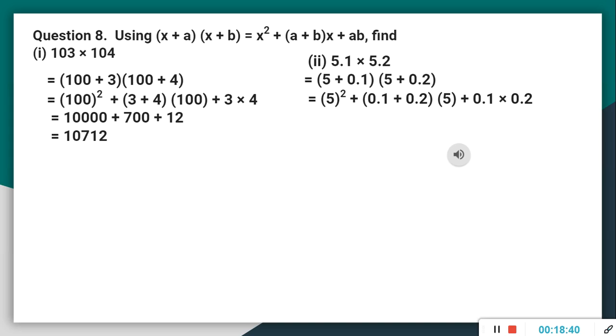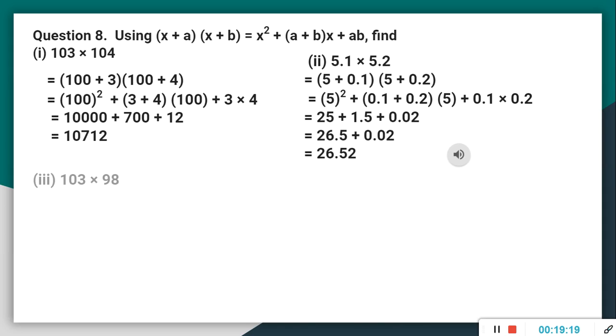So 5 square is 25. 0.1 plus 0.2, that is equal to 0.3. Now 0.3 into 5, that is 15, means 1.5 plus 0.1 into 0.2. 1 2 are 2, but putting decimal 1 plus 1, 2 places. So 0.02. Now we can add 25 plus 1.5 plus 0.02. 25 plus 1, 26. 26.5 plus 0.02 is equal to 26.52. So the answer of 5.1 into 5.2 is equal to 26.52.